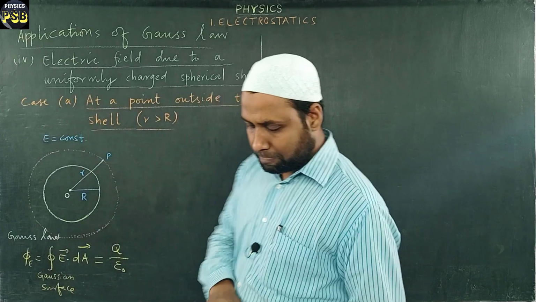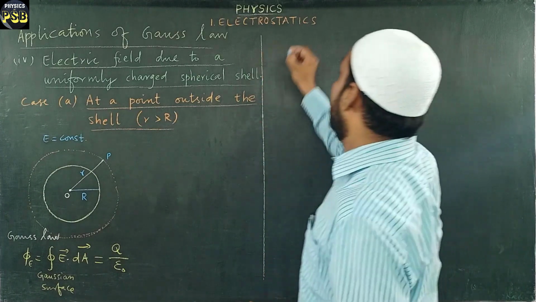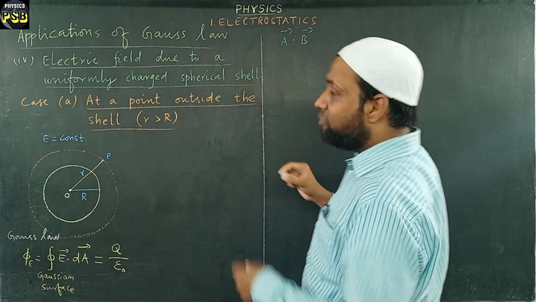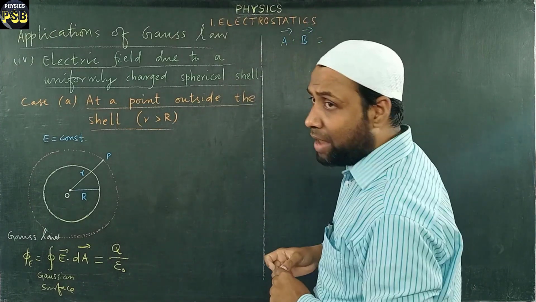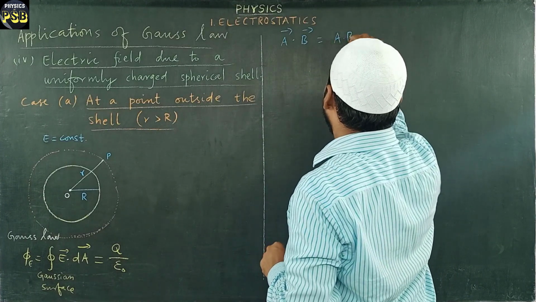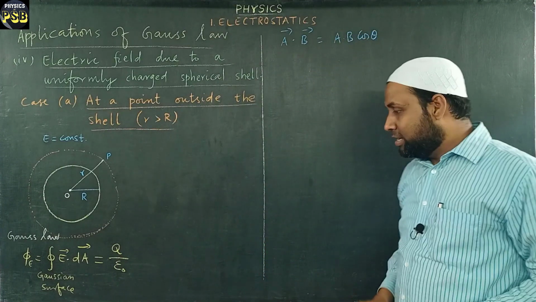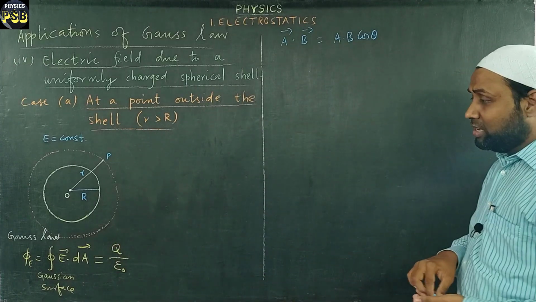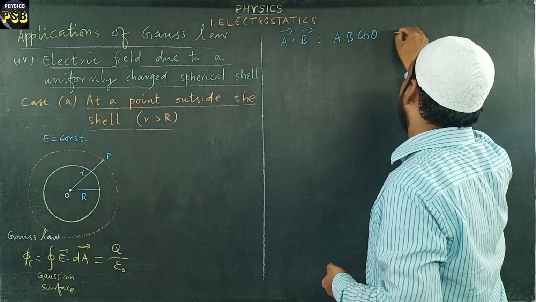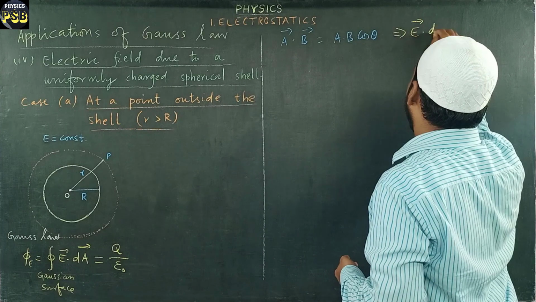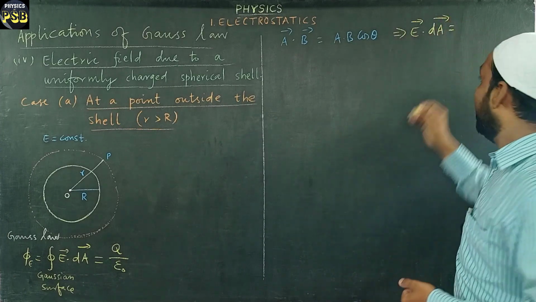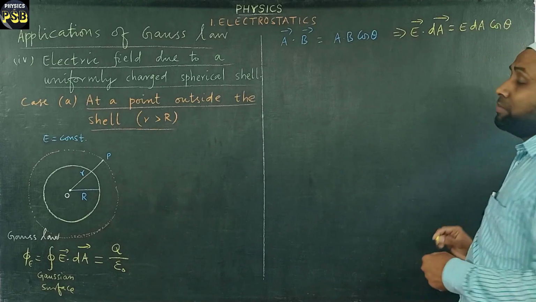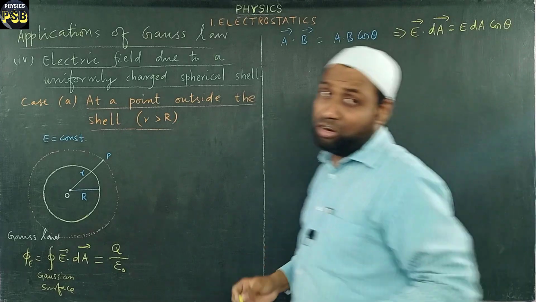We know one thing. The dot product of vectors: if you have A vector dot B vector, then this can be expanded as A B cos theta. By following the same method, E vector dot dA vector can be written as E dA cos theta.